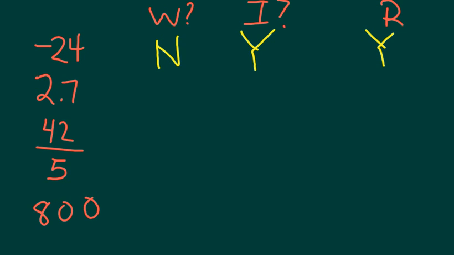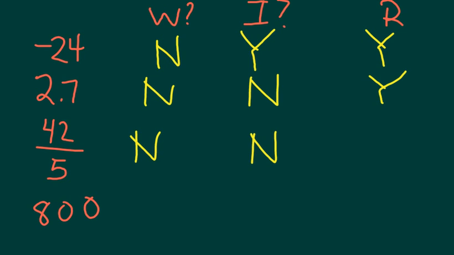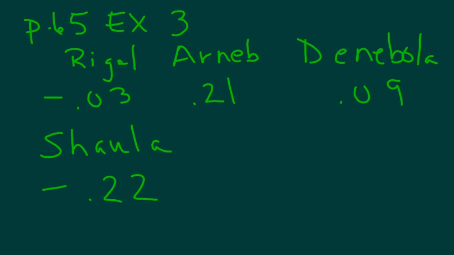2.7. Is that whole? No. Is it an integer? No. Is it rational? Yes. 42 over 5. Whole? No. Integer? No. Rational? Yes. 800. Whole? Yes. Integer? Yes. Rational? Yes.